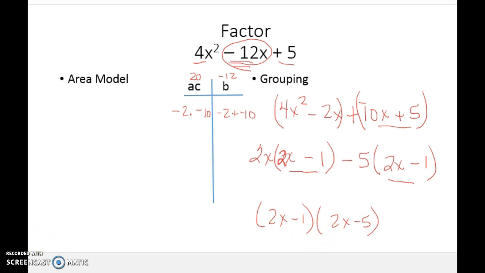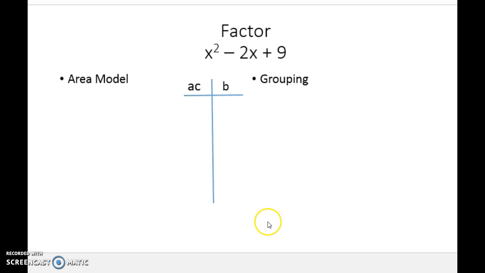All right. Real quick, this one, a is 1, remember, a times c is 9. I need to add and get a negative 2. I don't know. I've got 9 and 1 and 3 and 3. Those are my only ways to multiply and get 9. And in order to add and get a negative, they both have to be negative, and there's nothing I can do here.